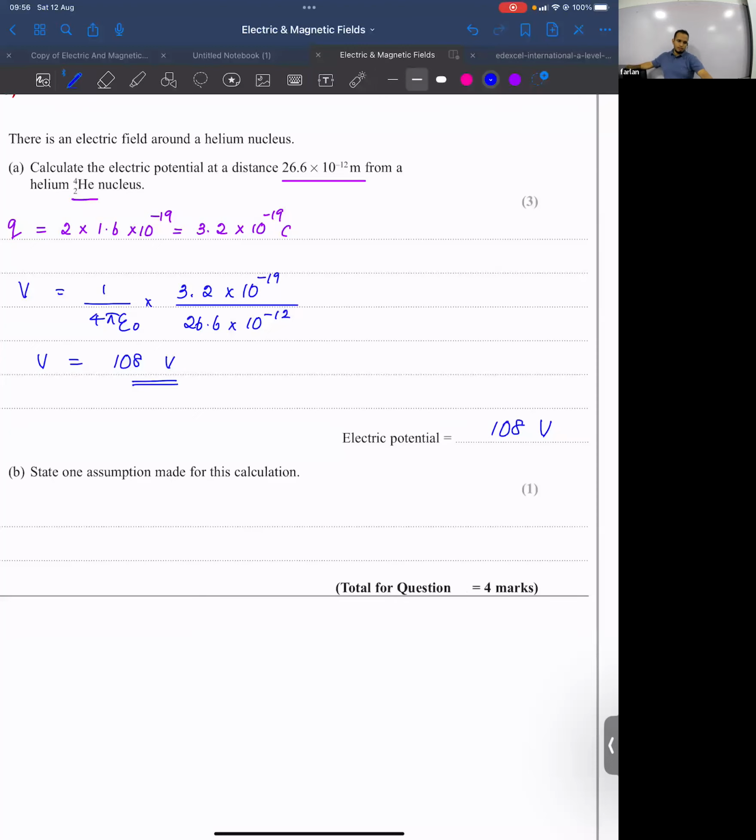Since the unit is not specified, you can either give joules per coulomb or volts, both are correct.